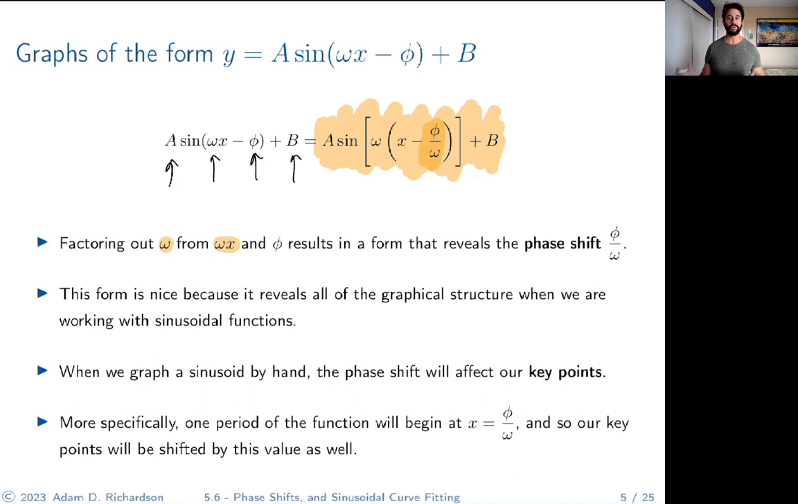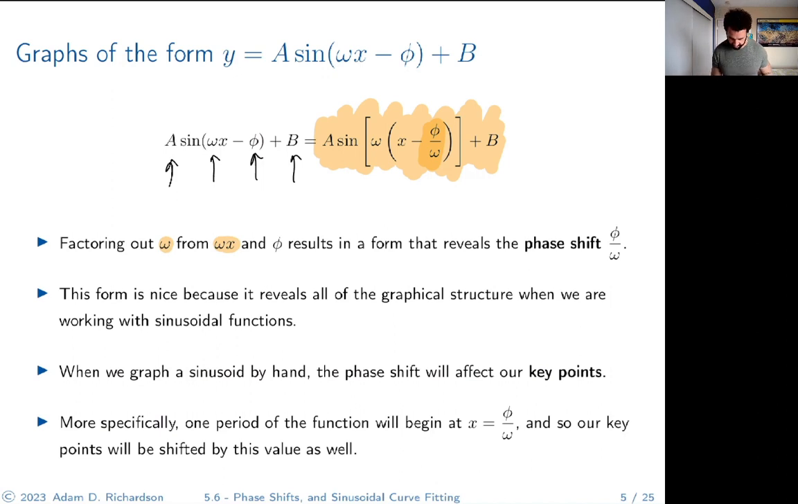So if you recall from the previous sections, when we were graphing sine and cosine by hand, we had to find these key points. The way that we did it was we took the period and we divided it by 4, and then we basically just counted 1, 2, 3, 4 of those values. So now that we have this factor omega that's influencing things, it's also going to influence the key points. And we're going to see exactly how in just a minute.